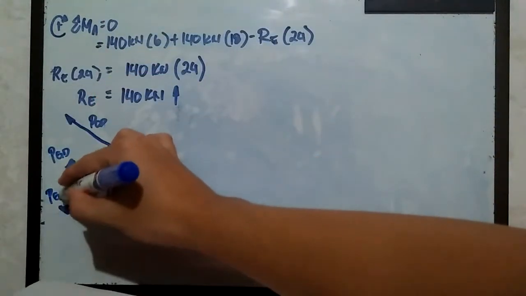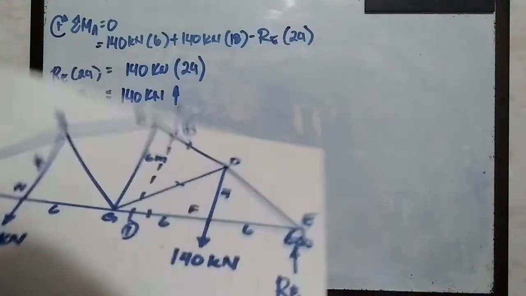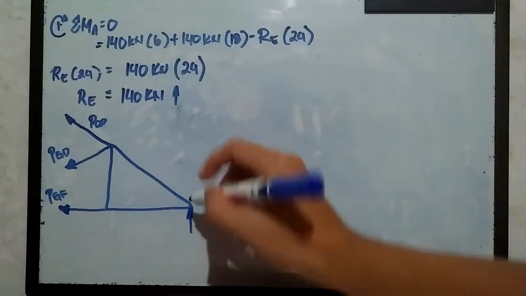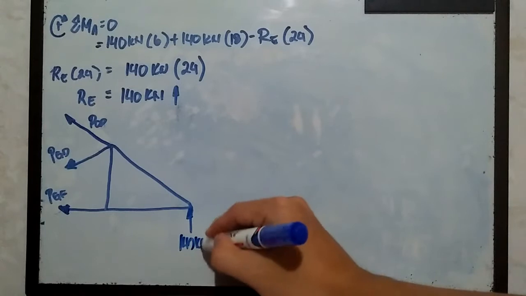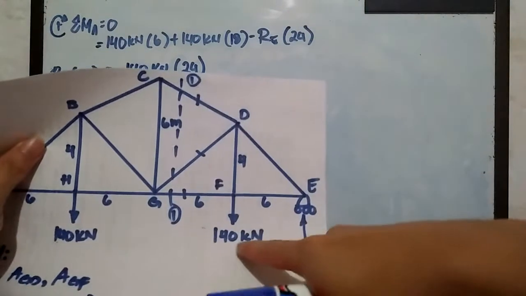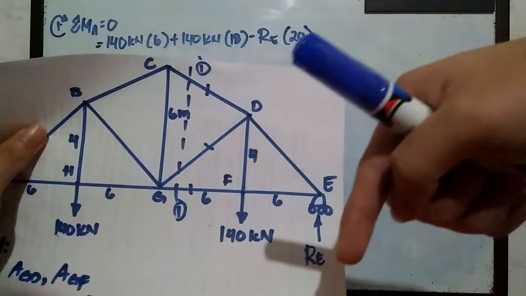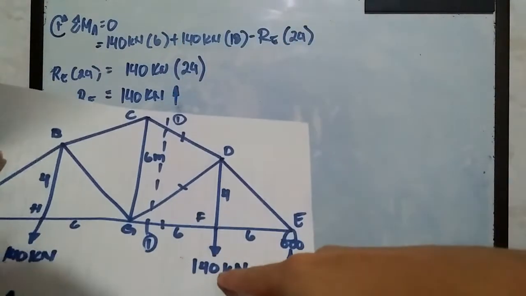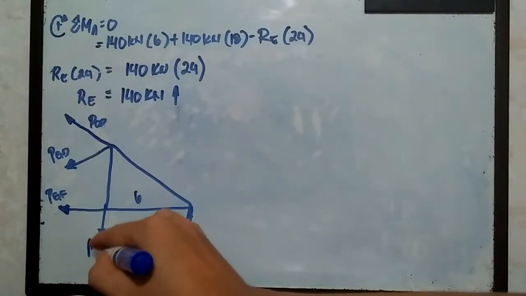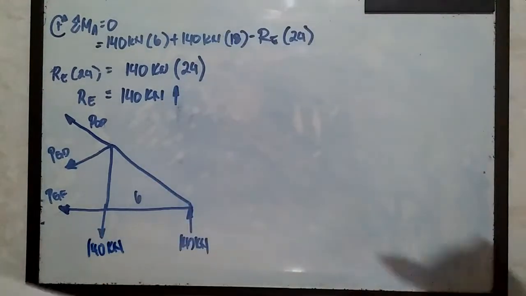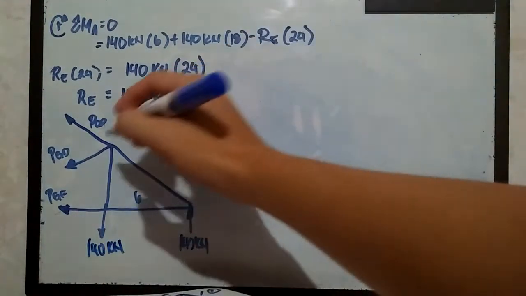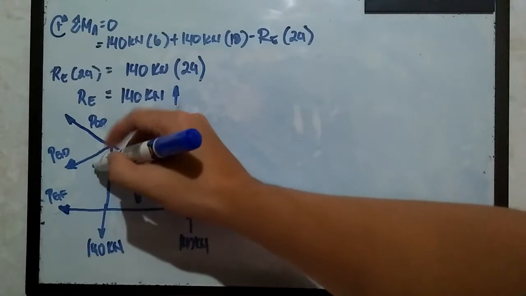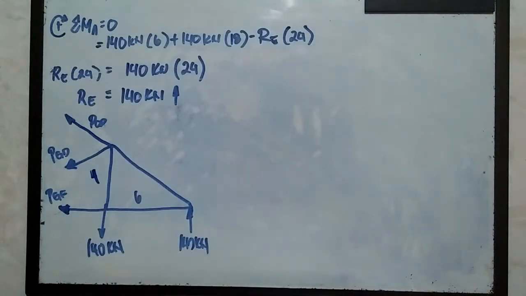So we have 3, and don't forget that we have the reaction here at R sub E equivalent to 140 kilonewtons, going up, and we have this applied load of 140 kilonewtons going downward. This one is 6 meters, then going downward, equivalent to 140 kilonewtons. So this is our free body diagram for the right section of this cut, 1-1. And this one is also 4 meters.